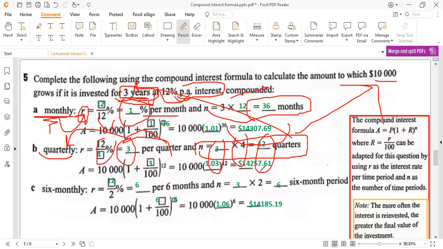At this level we can substitute all the terms by their corresponding values, using the same units. So we will obtain 14,257.61, and the same for 6 months, we will obtain 14,185.19 dollars.